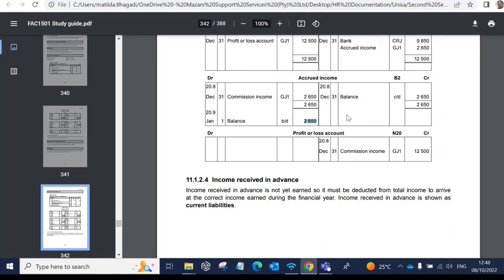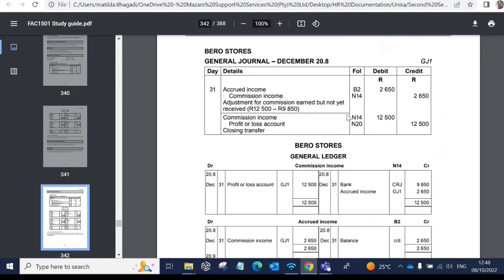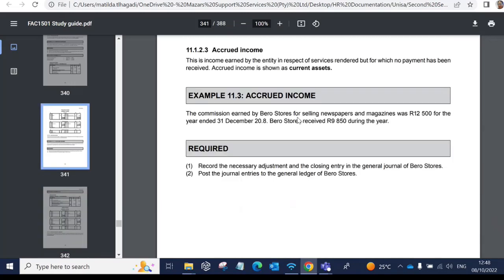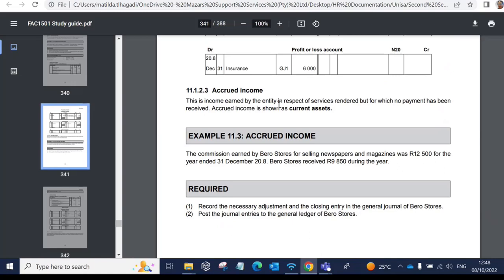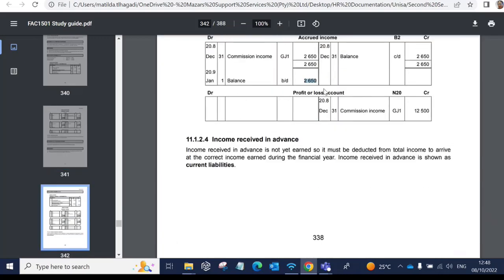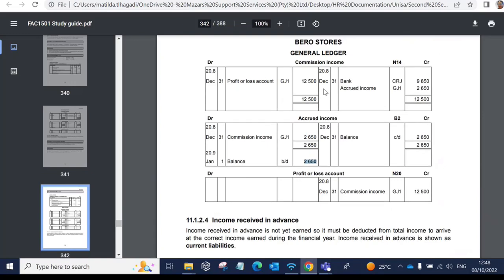And then the accrued income will have 2,650. So in this case, what's gonna happen, Jessica, when the payment is received? So now, the income earned, the commission earned for selling newspapers. When they receive the money, what will be the entries? The accrued income is then going to increase. No, decrease.